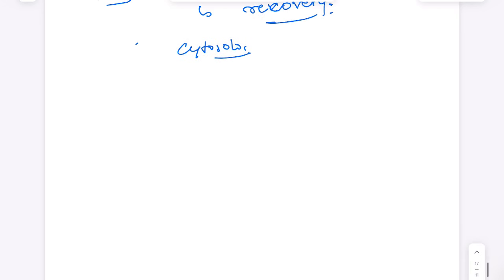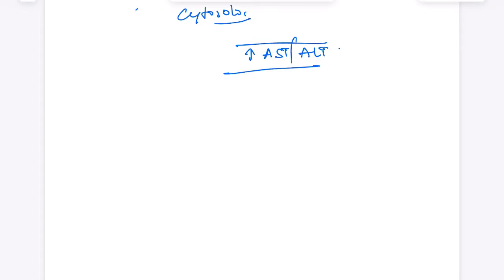We will look at the approach to raised enzymes. Whenever the levels of AST and ALT are raised, we call it transaminitis. So whenever you have elevated AST or ALT, what should be your approach? First thing you have to know is whether AST is more than ALT or ALT is more than AST. Let's look at the situation where ALT is more than AST.